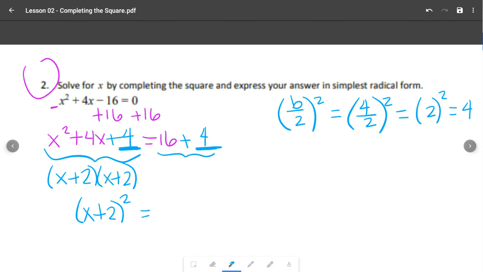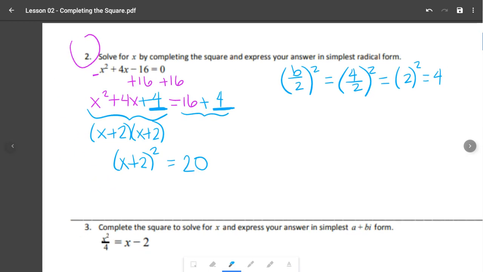The right side, 16 plus 4, is 20. From here, square root both sides. We're square rooting the left so we can cancel the squared, but then if we're going to square root the left, we have to square root the right. So on the left, the x plus 2 comes out.